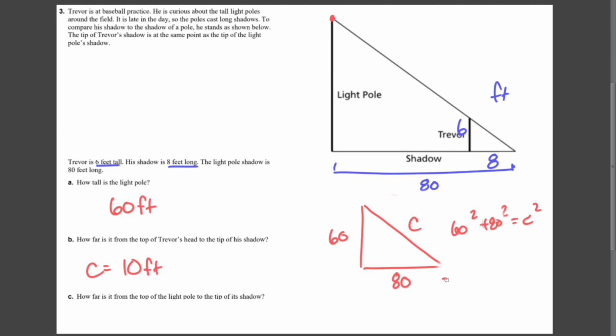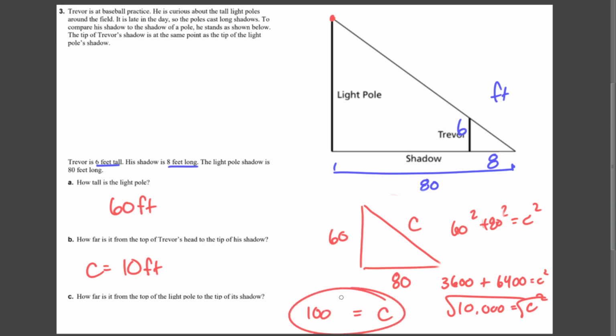I'm going to write that down like here. 3,600 plus 80 times 80. Just like before, it still gives me 64, but we're going to have the 2 zeros in there as well, is equal to c squared. Add these two together, we're going to get 10,000 is equal to c squared. Take the square root of both sides. Cool. So we're looking at what number multiplied by itself is going to give us 10,000. C should be equal to 100. And that would be the answer to letter C.